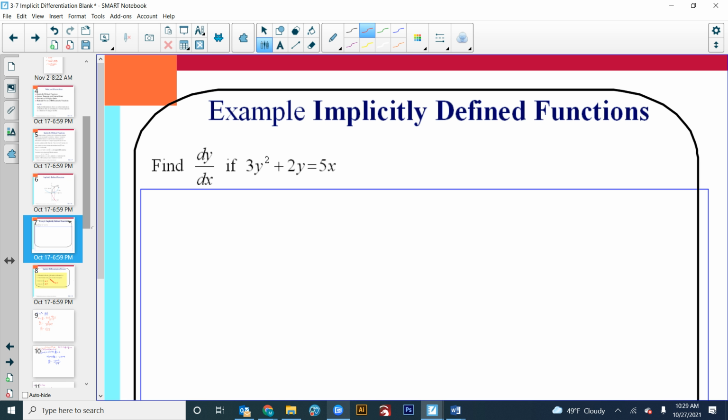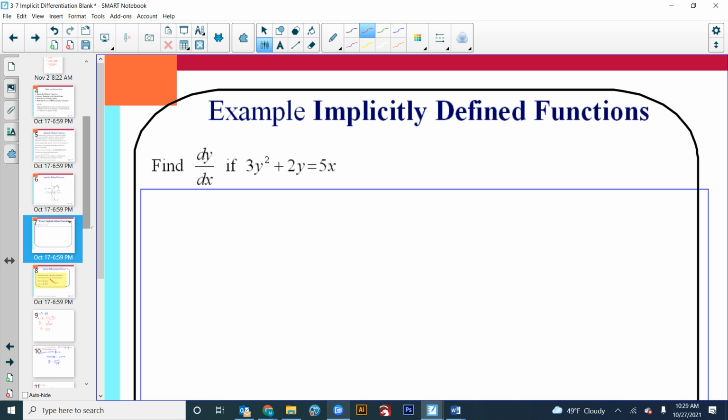What's the independent variable in this problem? X. How do you know? They tell you find dy dx. Find the derivative of the y function with respect to x. That tells you everything you need to know. So is y just a letter or is y a function? Y is a function or relation, we don't know, of x.